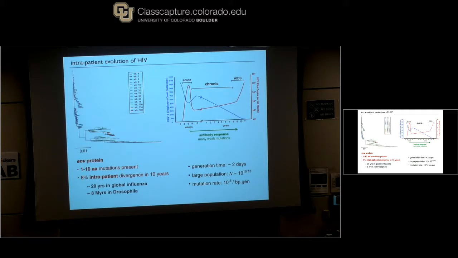So if you think that every year we need a new vaccine for flu, basically every person needs a new vaccine for HIV, and it needs to be updated every couple of months. That's basically what it is. So that's why we don't have a vaccine.